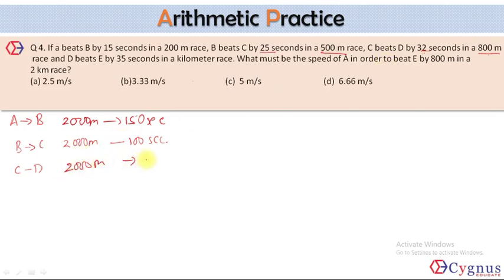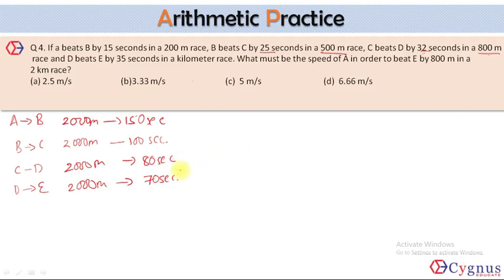So C can beat D by 80 seconds, and D beats E in the same race. D beats E by 35 seconds in a kilometer race. So if the race is of 1 kilometer, he'll beat him by 35. If the race is of 2 kilometers, he'll beat him by how many seconds? 70 seconds.